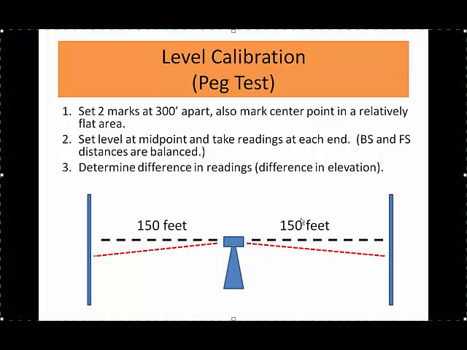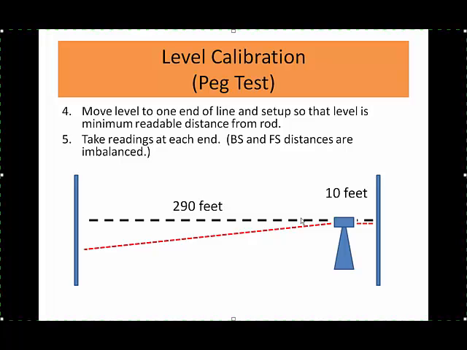Now, if this is the balanced part of the test that we do first, then we're going to imbalance the backsight and foresight distances. To do that, we'll move the level to near one end of the line so the level is at some minimum readable distance from the rod. 5 or 10 feet is going to be fine. There are ways to get it closer, but in my experience, the difference is negligible. So let's say I'm 10 feet from one rod, the same rods in the same spots. Then my inclined line of sight over 10 feet will yield a very, very small, if not negligible, error.